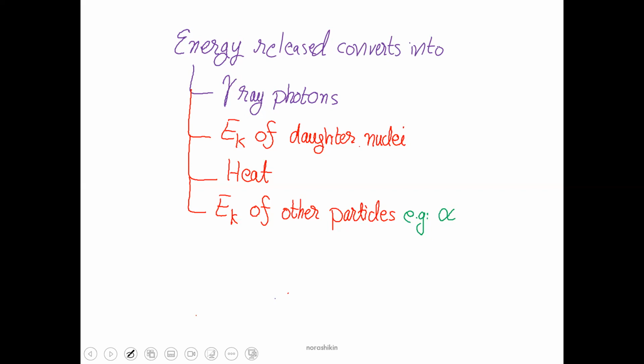These reactions release a large amount of energy. What happened to that energy? It converts into gamma ray photons. It converts into kinetic energy of daughter nuclei. It converts into heat. It converts into kinetic energy of other particles. You have to copy this list. What does EK mean? EK means kinetic energy.